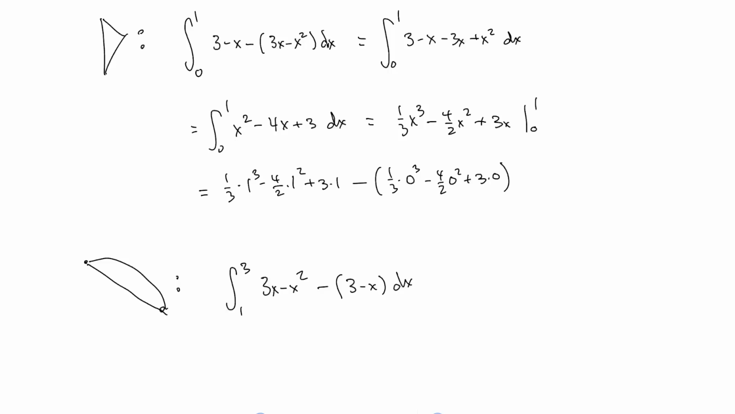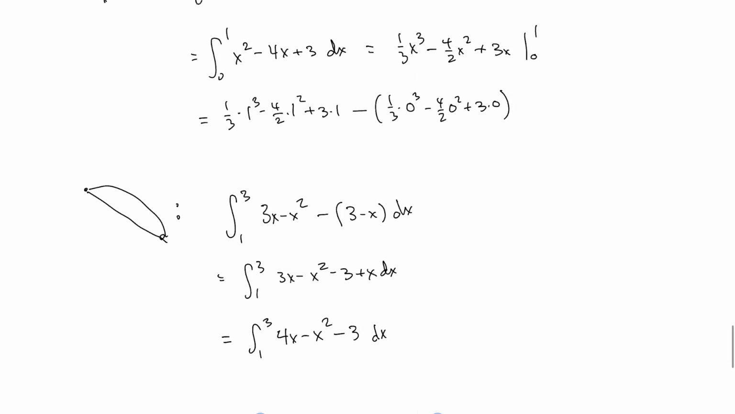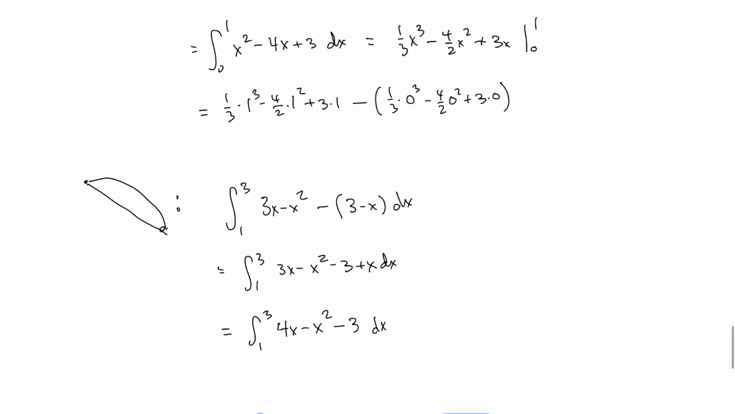All right, and now we just have to do this integral. I would distribute the minus sign first. 3x minus x squared minus 3 plus x. You can add the x's together if you like. 4x minus x squared minus 3 is how I would write this. And you will notice, if you care to notice, this formula inside here is very similar to that one. It's just the signs are all backwards, and that's actually what it should be.